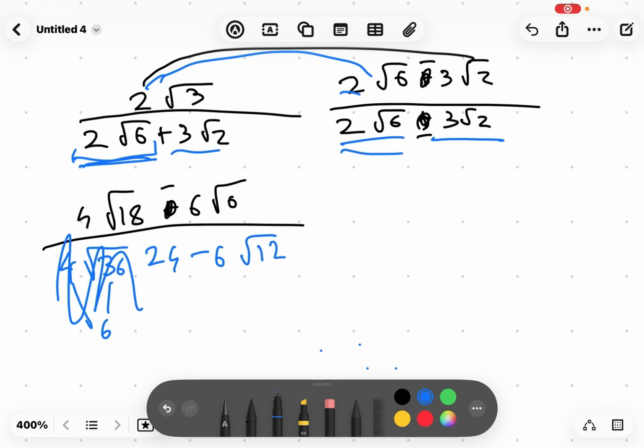Then this times this is, oh yeah. This times this is 6 positive, and square rooted 12. Then this times this is negative 9 square rooted 4.